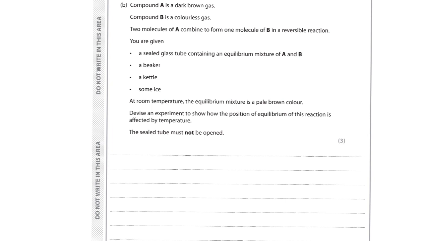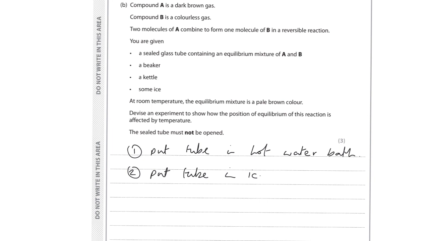So first mark, 1, put tube in hot water bath, and that got you 1 mark. 2, put tube in ice bath. And then 3, the third mark, was observe colours.